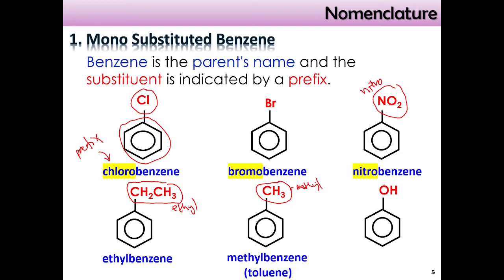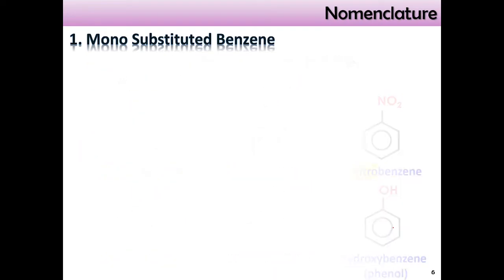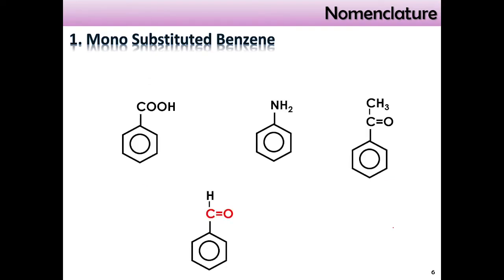And this one is hydroxy, so hydroxybenzene. But there is a special name for this one: phenol. When you see OH attached to a benzene ring, it is phenol. Next one, what about this one? You have COOH, the functional group for carboxylic acid, and there is a specific name for this one, which is benzoic acid. Benzene carboxylic acid, or benzoic acid.